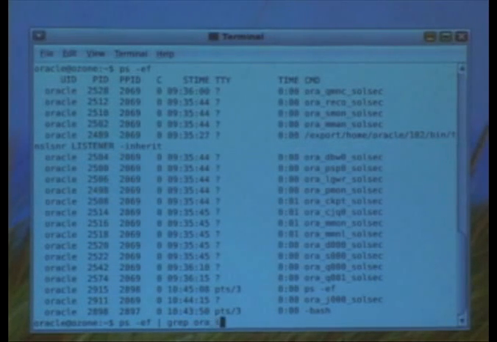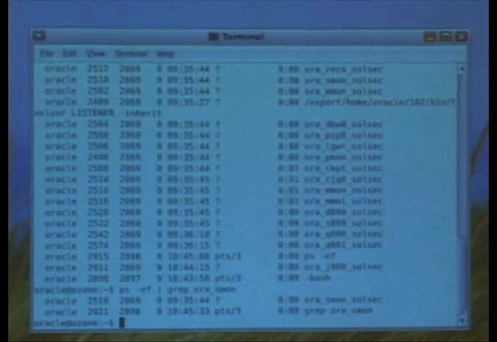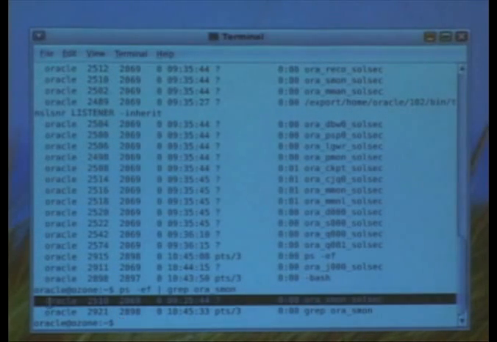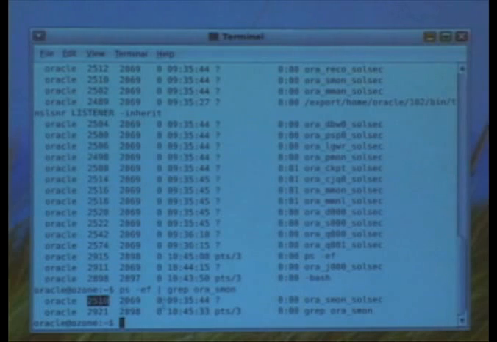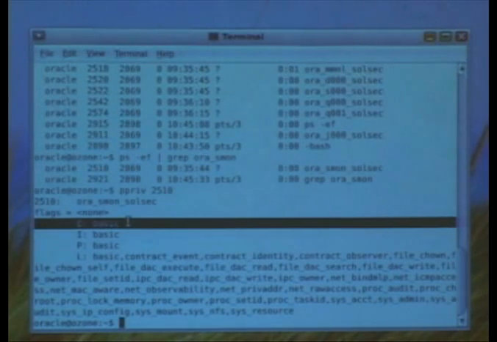process table and look for one particular process that's running here on behalf of the Oracle database, namely the system monitor, this runs as user Oracle. So here's the user ID, 2510. If I now look at 2510, this process, the effective set is basic. So it's slightly more privileged than what I can do as user Oracle.